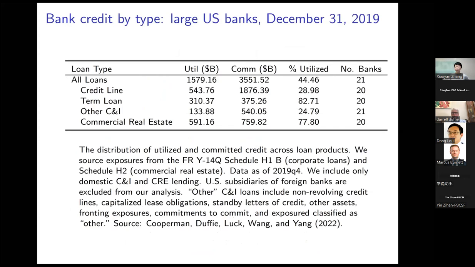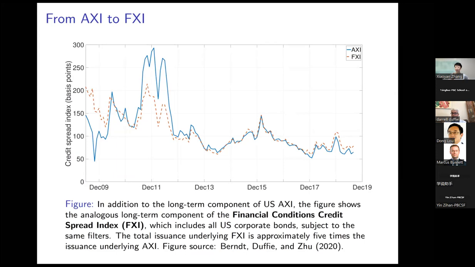I need to mention one thing, Darrell, which is that there is a noticeable segmentation in China between the interbank market and the exchange market. So I think when there is not enough data to do AXI for China, we definitely can use the corporate bonds market. But then, just like your AXI, then the FXI, did you call it FXI?